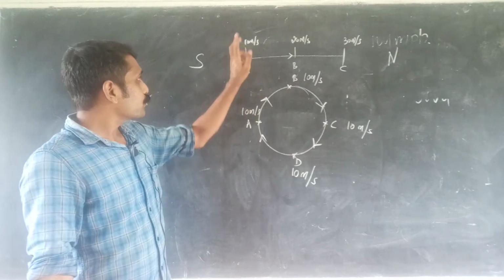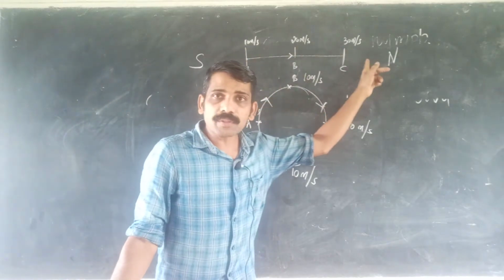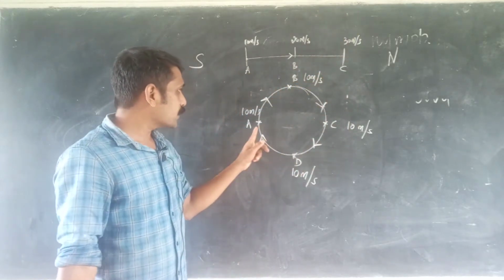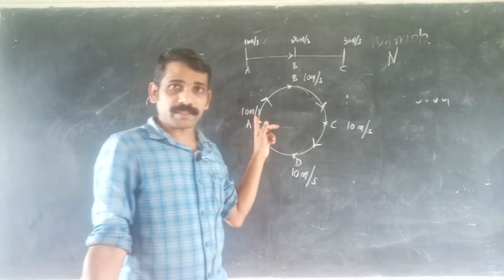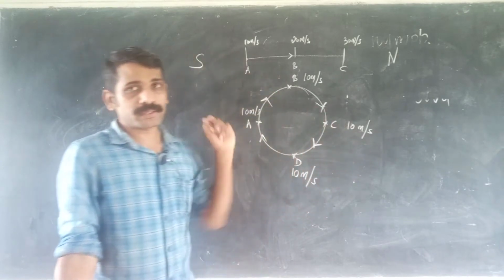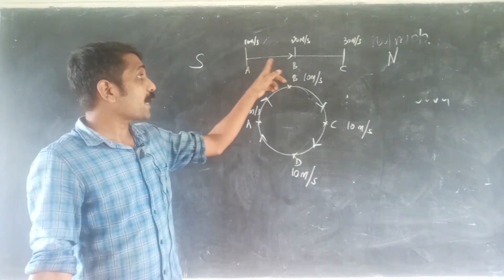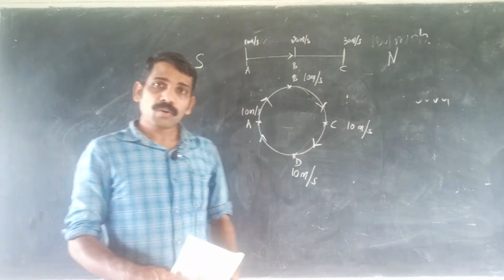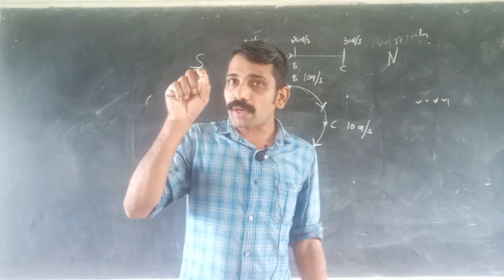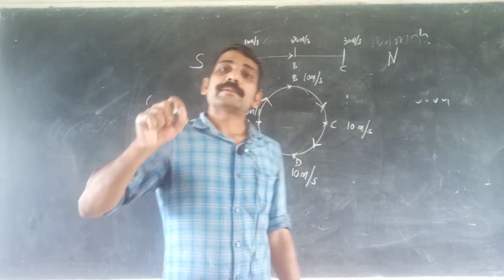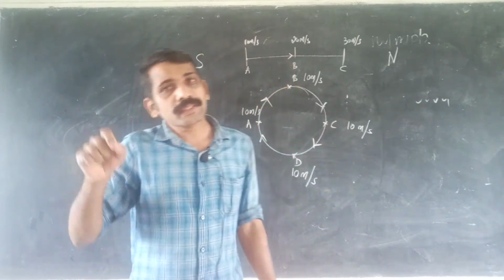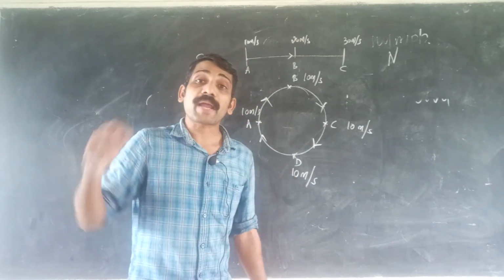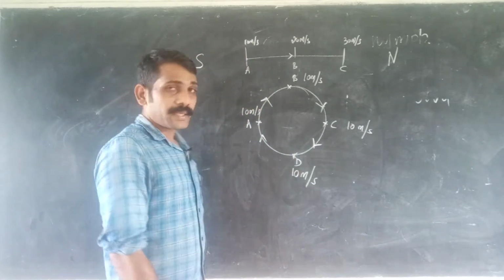Even though direction does not change, if magnitude changes, velocity changes. Okay, so we can say that velocity changes if magnitude changes, velocity changes if direction changes, and velocity changes if both magnitude and direction change. That we can check.